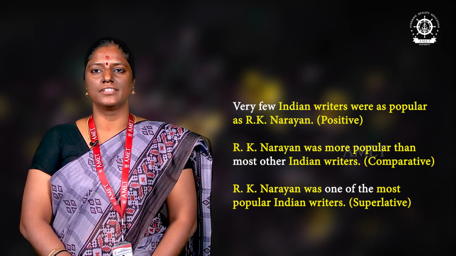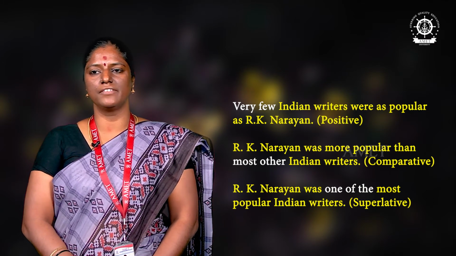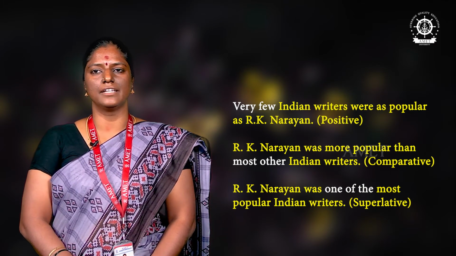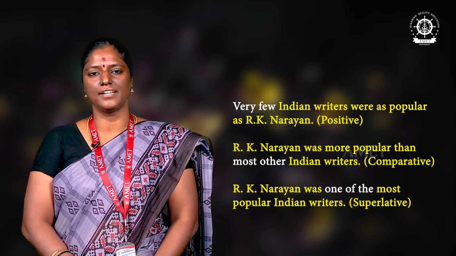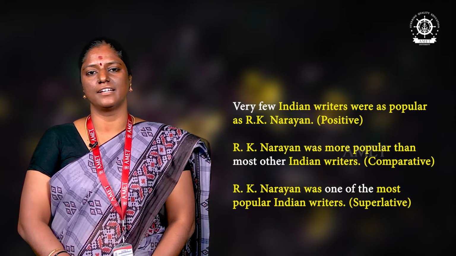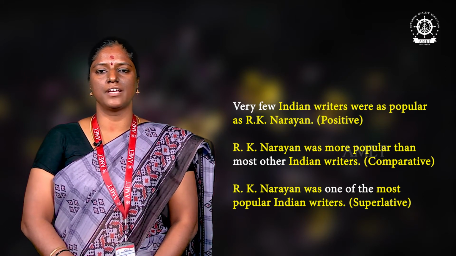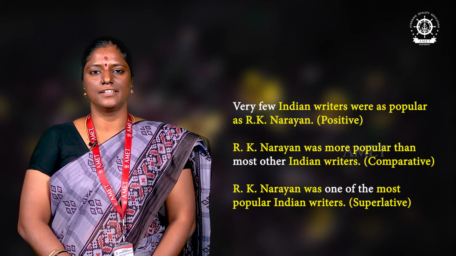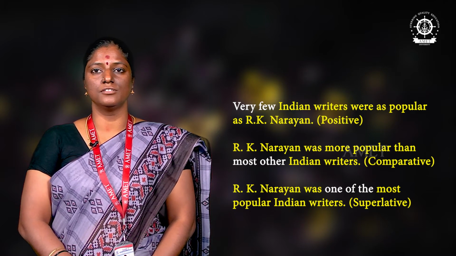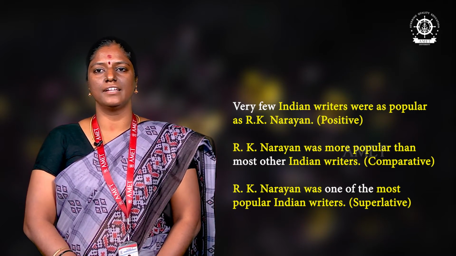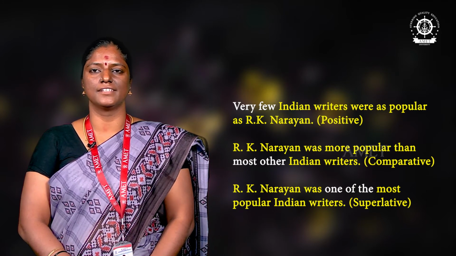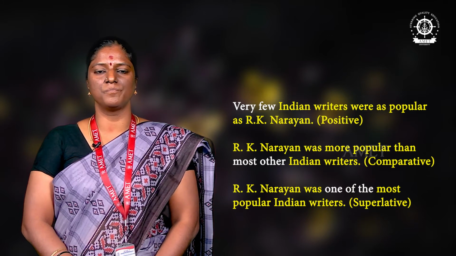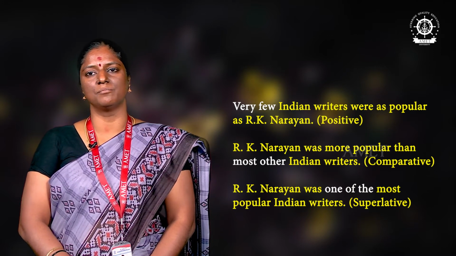Next, move on to another example with some other keyword like very few. We have to use very few in positive. Let's see that. Very few Indian writers were as popular as R.K. Narayan. Previously we have seen no other, any other, into no other. Now we are moving to very few. R.K. Narayan was more popular than most other Indian writers. So very few for positive is changed into most other in comparative.